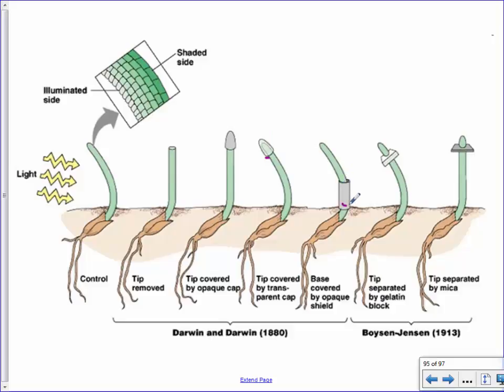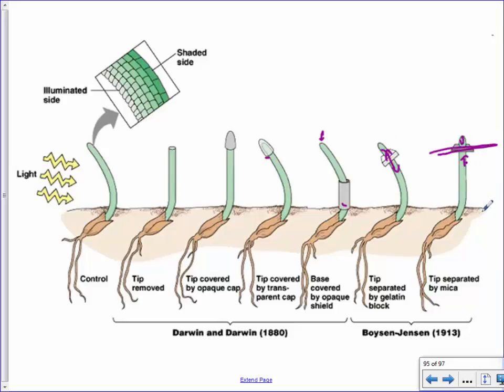Next experiment covers the base. Well, that doesn't actually seem to do anything. So they're able to infer that it's the very, very tip of the plant that seems to recognize the light. Well, then Boysen-Jensen says, let's actually just cut the head right off and see what happens when I try to reattach it. Well, in this case here, jello seems to allow the movement of particles in between. But a rock, it stops. There's a barrier in between.